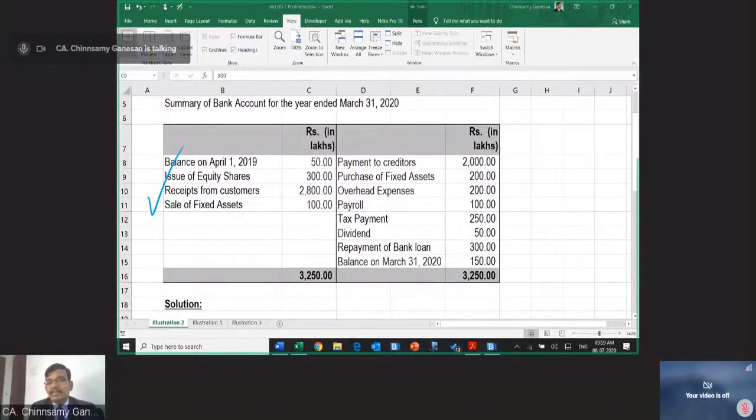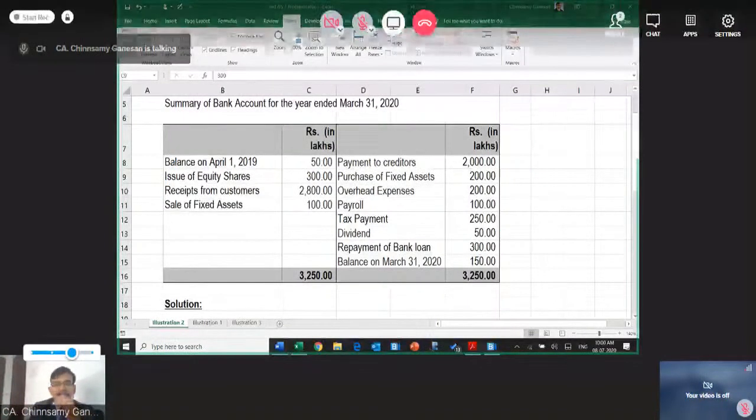Now come to the other side. Payment of creditors, operating activity, post it in operating activity. Purchase of fixed assets, investing activity, post it in investing activity. Overhead, operating activity. Payroll, operating activity. Tax payment, we have put that subtotal, and then payment of taxes, put that there. Dividend, your financing activity. Your bank loan repayment is your financing activity. Now subtotal A plus B plus C, then you will get what you are seeing here.